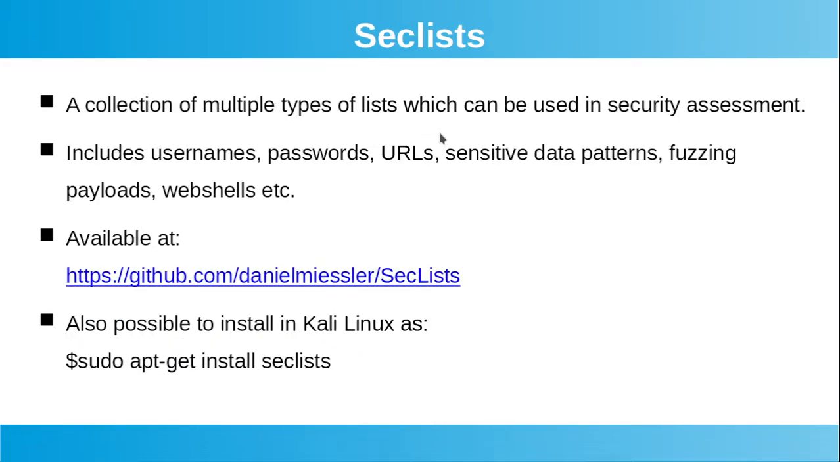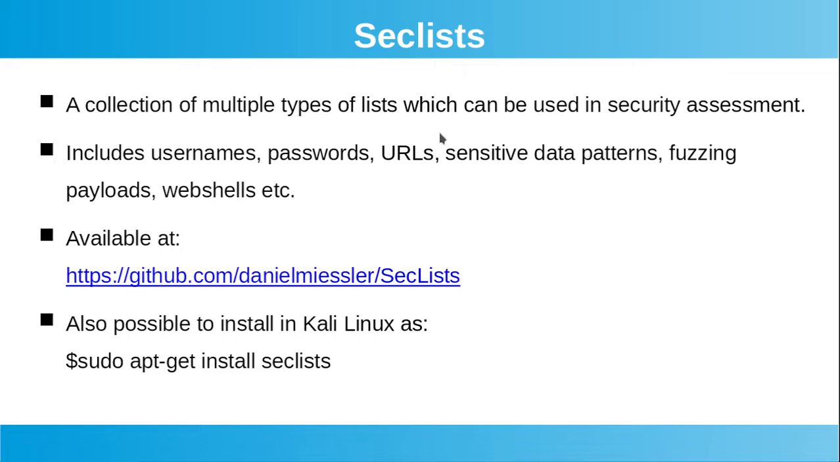Now, in order to use GoBuster, we need some list of keywords or common names of directories and files. If we use Kali Linux, we get some default word list with it. However, content of these lists are very limited. Another option is Seclists. It is a collection of multiple types of lists collected at one place, which can be used during security assessment or testing.